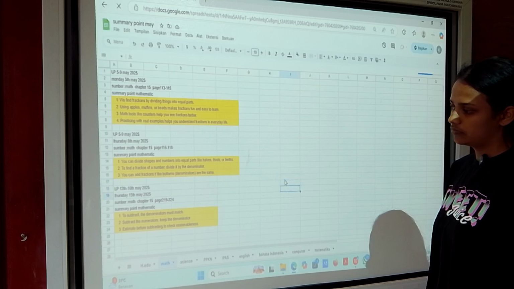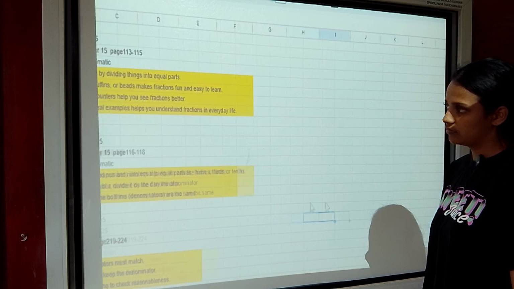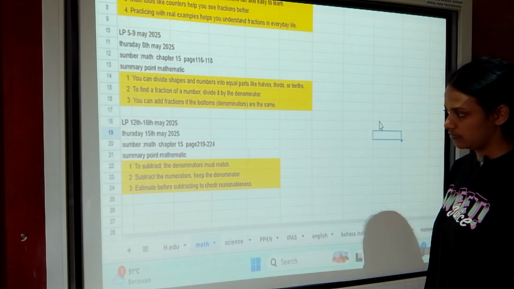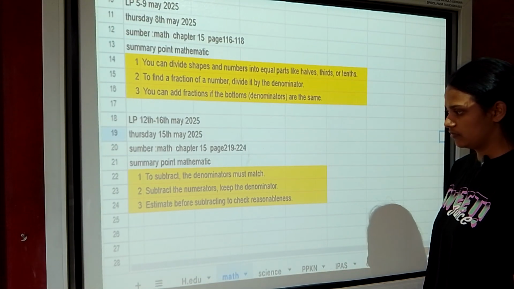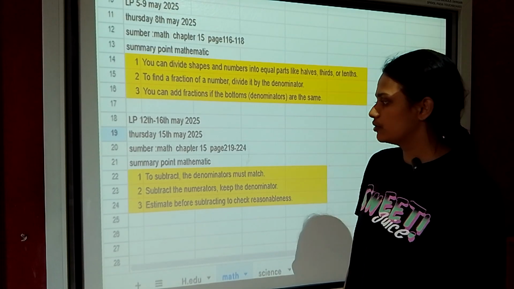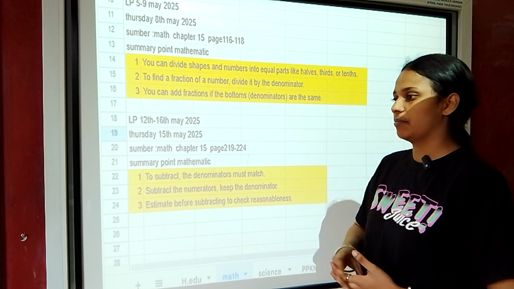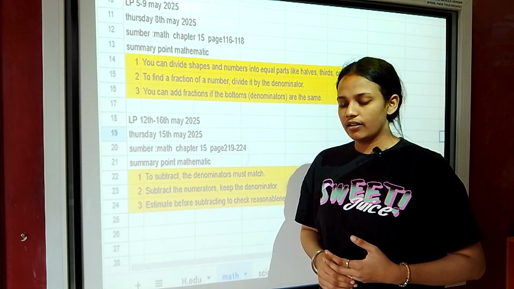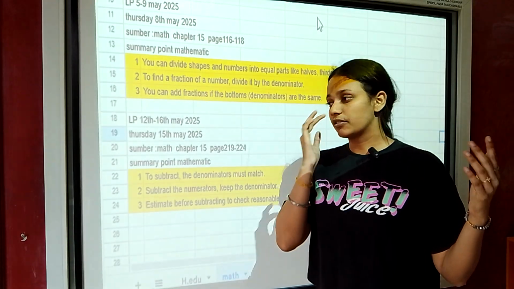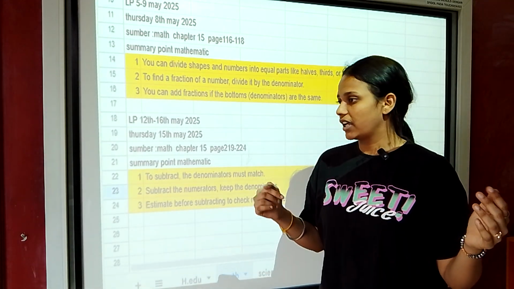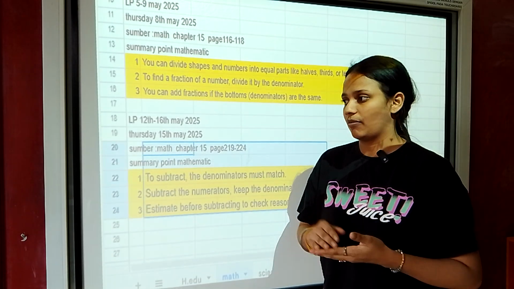Please explain this, Miss. Okay. To subtract fractions, the denominators must be the same. For example, you want to subtract the fraction 3/4 minus 1/4. The denominator, or the bottom numbers, will be the same, or else we cannot subtract them.